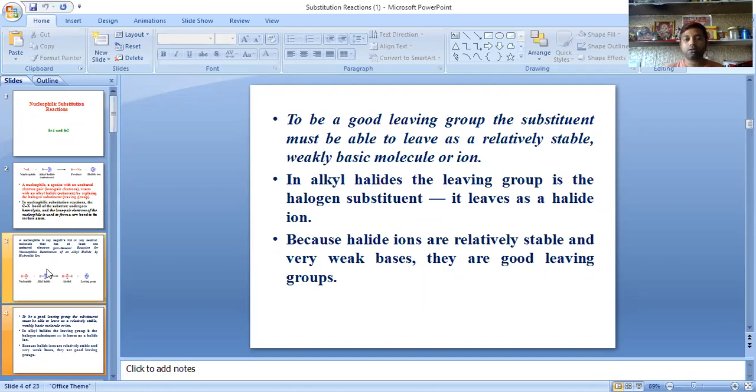In alkyl halides, the leaving group is the halogen substituent. It leaves as a halide ion. Because halide ions are relatively stable and they are very, very weak bases, they are good leaving groups. Understood?